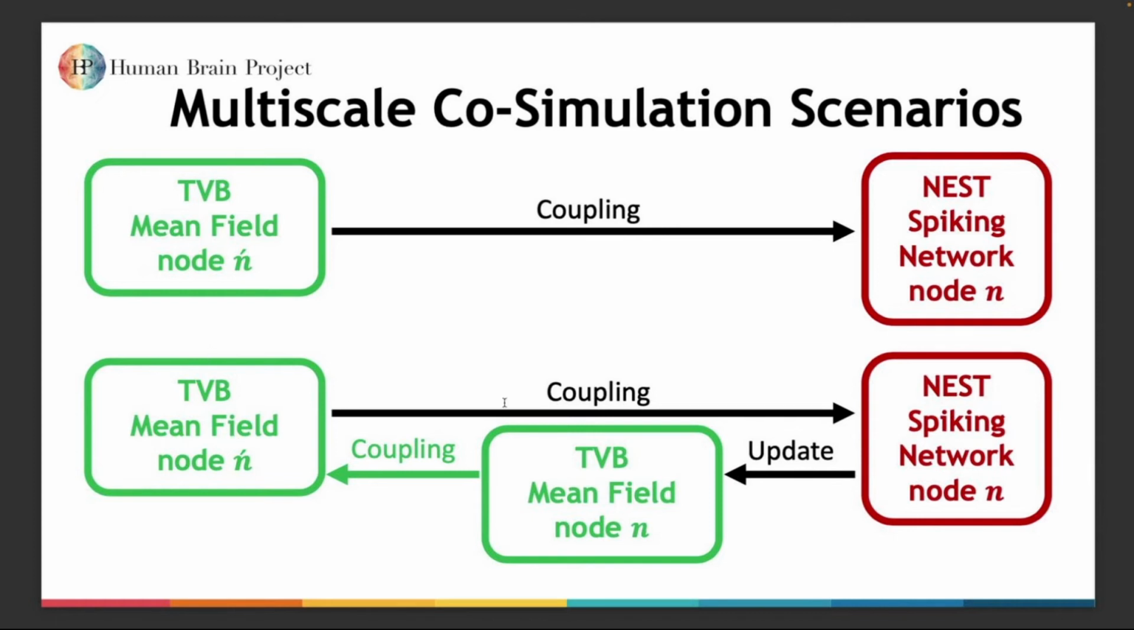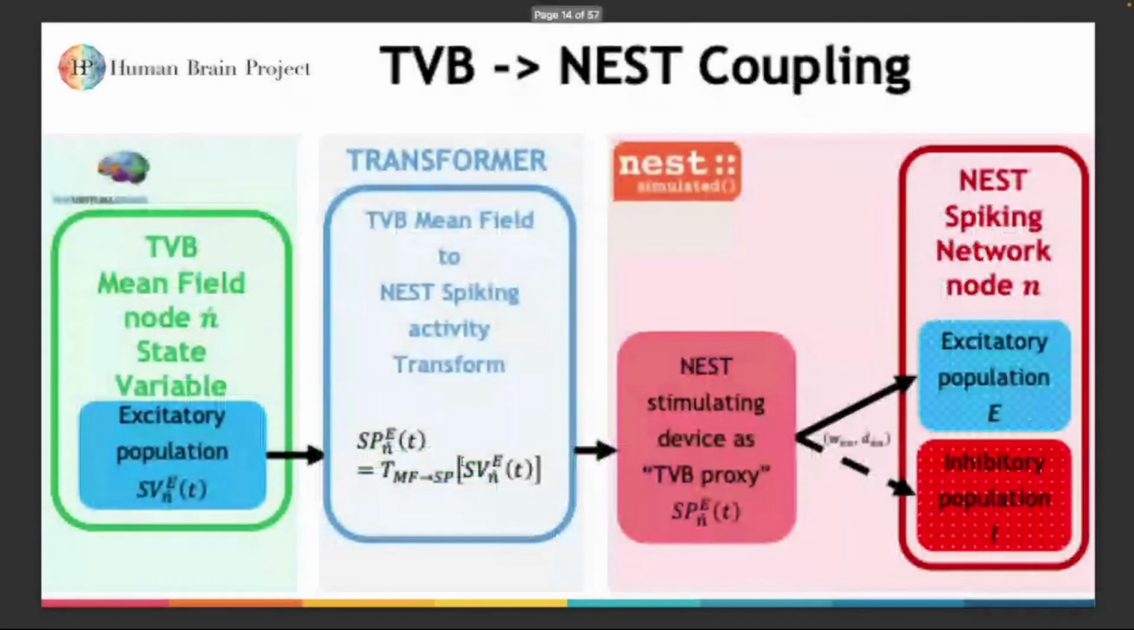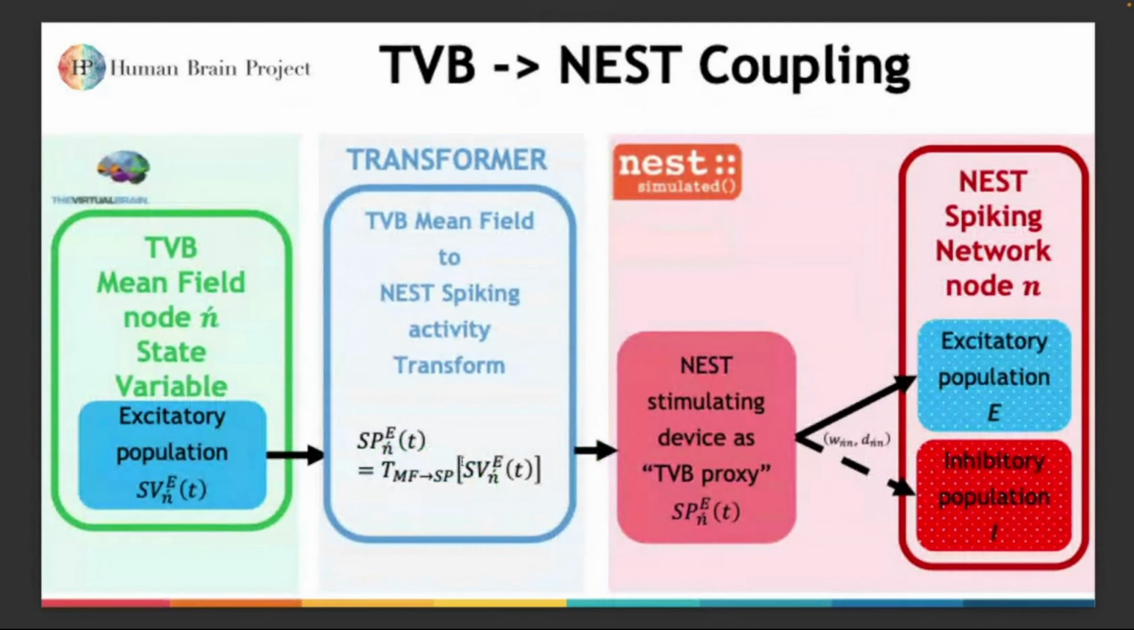That's important because on the one side, we have a coupling from some region modeled in TVB. I will always use the index N prime for those regions, which couple to a spiking region node. I will use the index N for that. On the other direction, a spiking region N updates the same node N as a mean field in the TVB network, so that we have the integrity of the TVB network. So let's see how we can work out these couplings and updates.